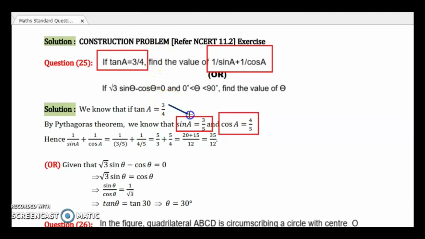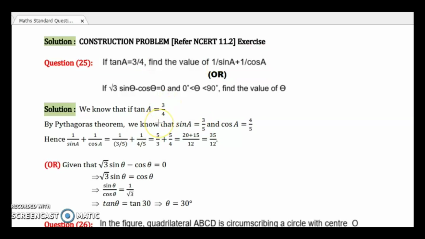If tan A is 3 by 4, what is tan A? It is the opposite side by the adjacent side. Therefore, if you draw a triangle, we can get it very easily from the concepts here. As we are aware that sin A equals 3 by 5 and cos A equals 4 by 5, let us get into the answer now.